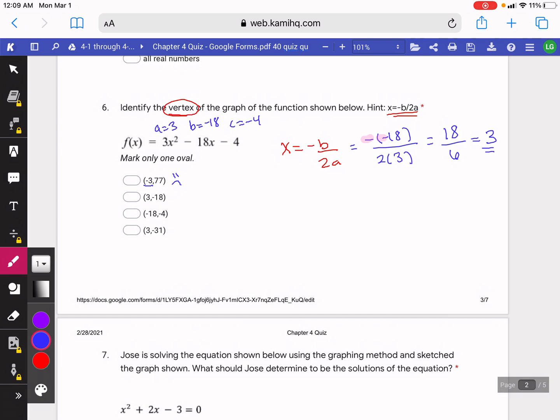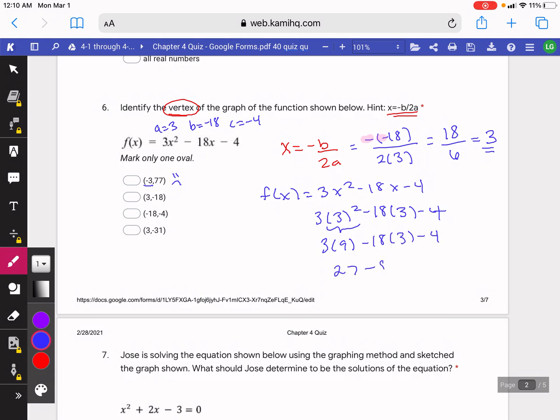Now to get the y value of the vertex, we're going to plug 3 back into the original equation. So everywhere I see an x, I'm going to plug in 3. And from there, we're just simplifying using PEMDAS. So my y value is negative 31. So the vertex here would be 3, negative 31.